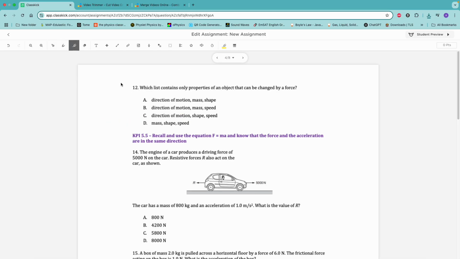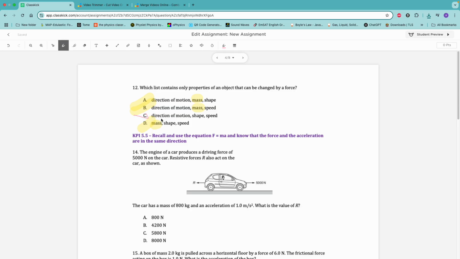As we can notice here, mass is common between A, B, and C. That's why if we need to eliminate options, of course we'll be eliminating these. We'll cancel these options. Why? Because mass is not able to be changed. So obviously the only correct answer is C.